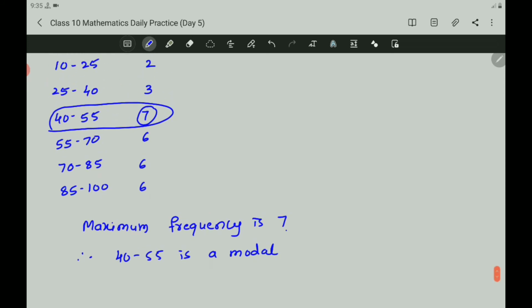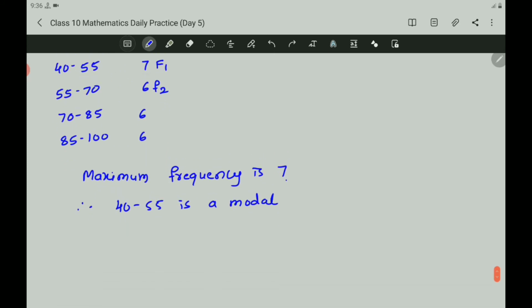So here, which one is F1? This is F1, and this is F0, and this is F2. Here the modal class is 40 to 55. So we have to take L, the lower limit of the class.